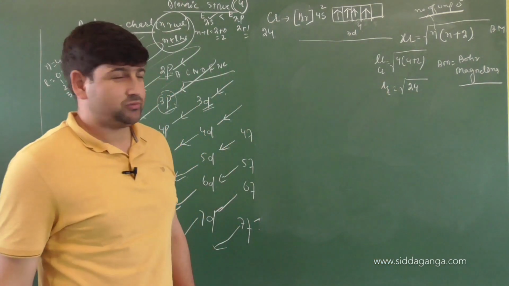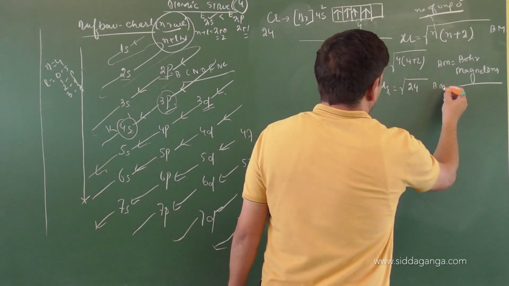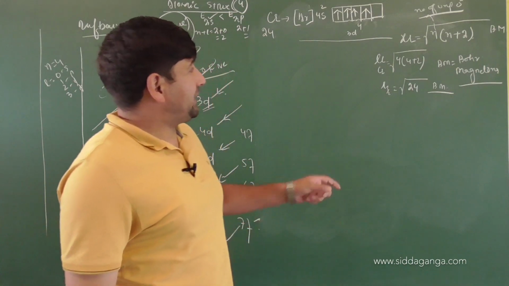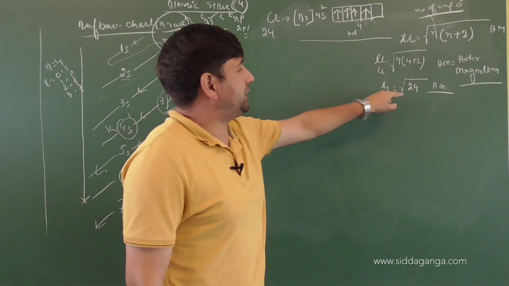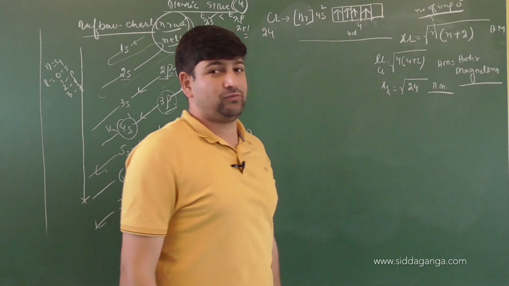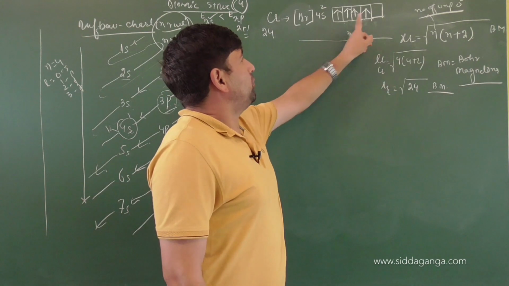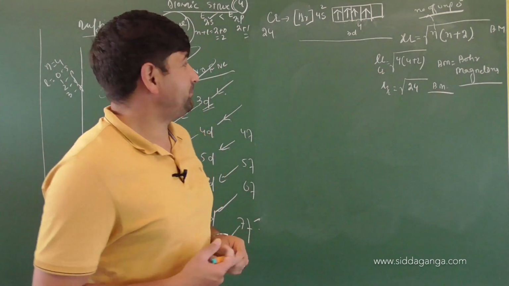4 point some value, close to that. So Bohr magnetons. But when you are calculating the magnetic moment of this chromium, it is different compared to that root 24. It is more than root 24, indicating the number of unpaired electrons is more than 4. Now, how do we exactly explain the case here?